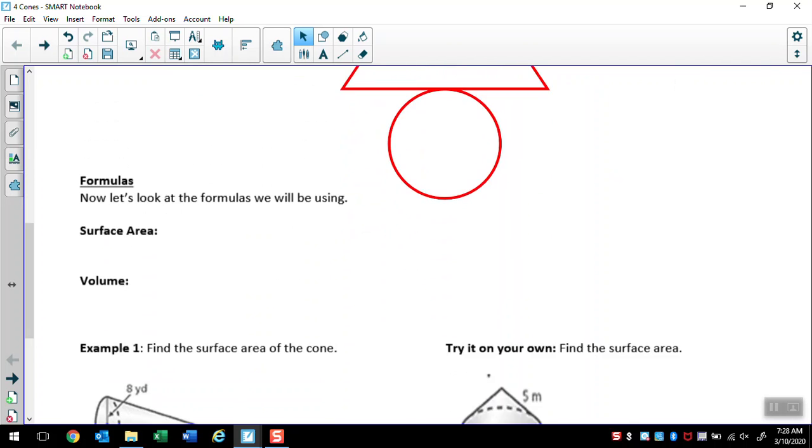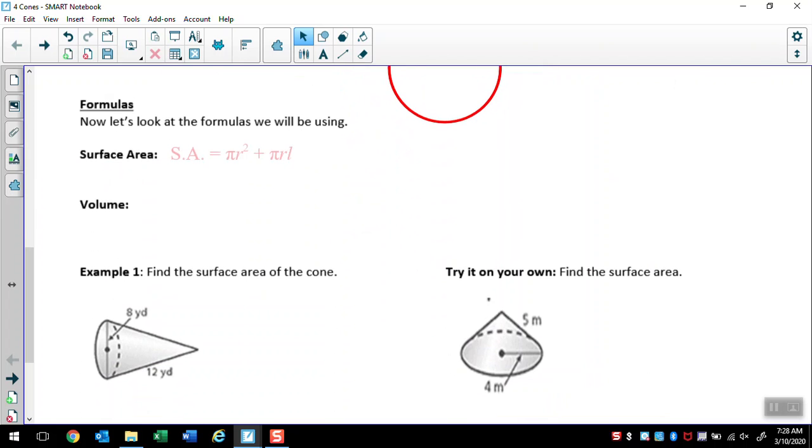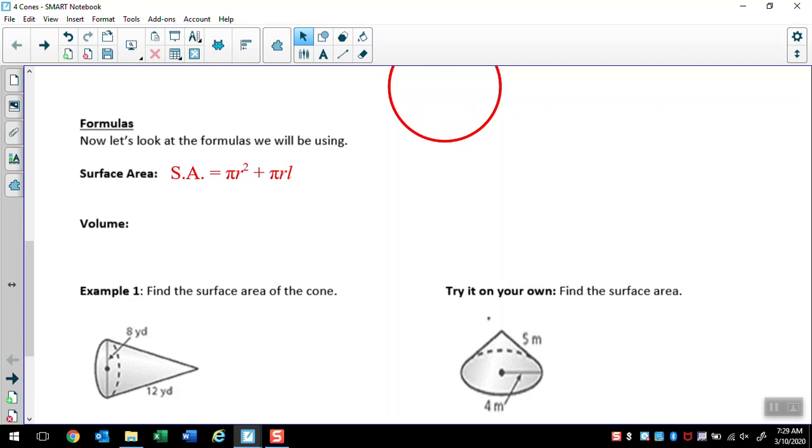All right, now let's take a look at the formulas that we will be using. So for surface area, we've got this formula here. It's pi r squared plus pi times r times L. That pi r squared, if you remember, is the formula for finding the area of a circle. So there's the area of our base plus, and this ends up essentially being the perimeter of the circle times that slant height. Okay? So the perimeter of that circle times the slant height.